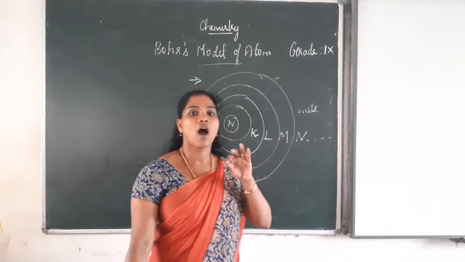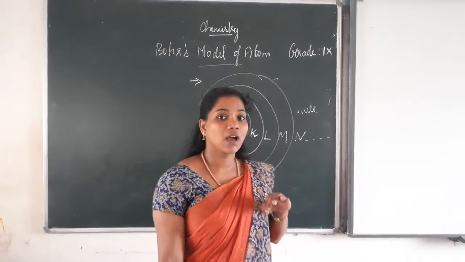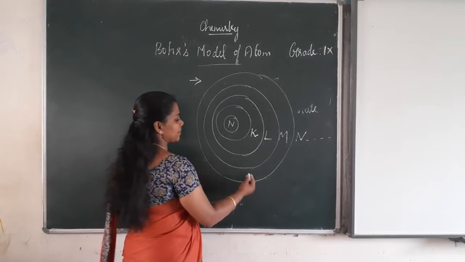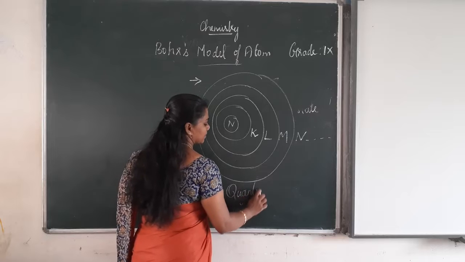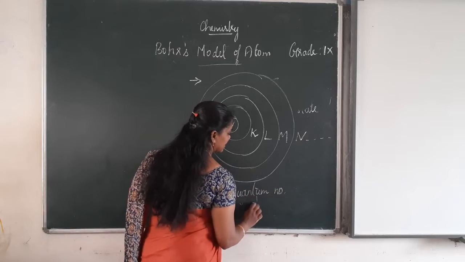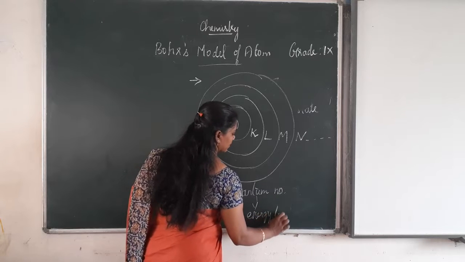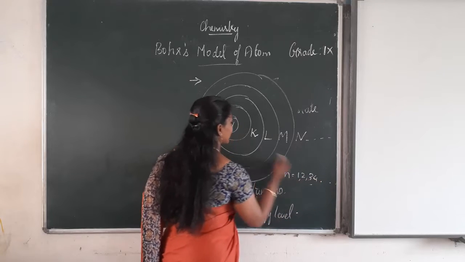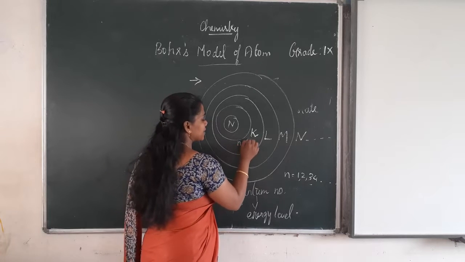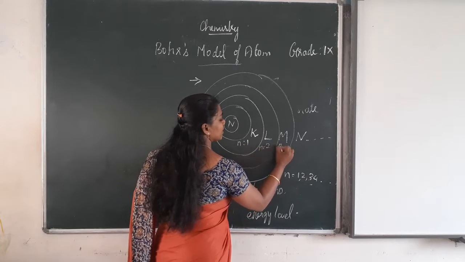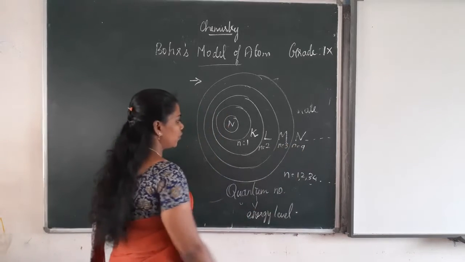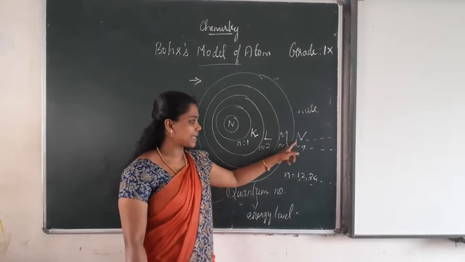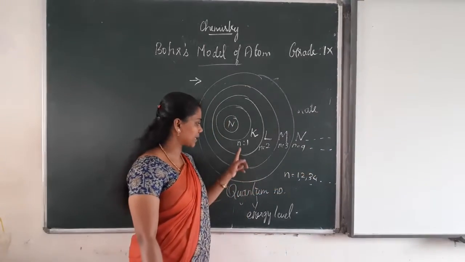So each orbit he named with alphabets K, L, M, N, or by number, which means quantum number. Quantum number means energy level. According to the quantum number, he gave n equal to 1, 2, 3, 4, and so on. Here K, the first orbit, has energy level n equal to 1. Here L, energy level is 2. Here 3, 4, and so on. So Niels Bohr named each orbit as K orbit, L orbit, M orbit and N orbit and so on, and the number is the quantum number.